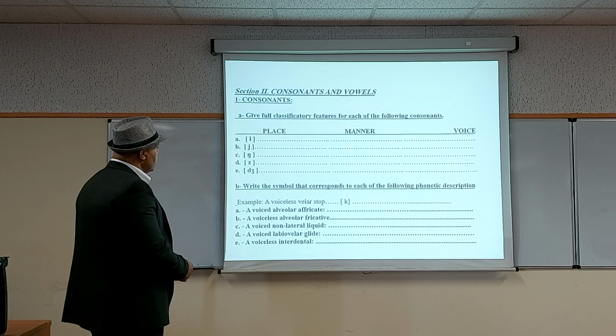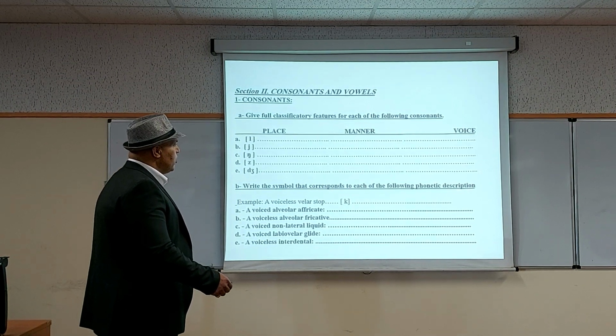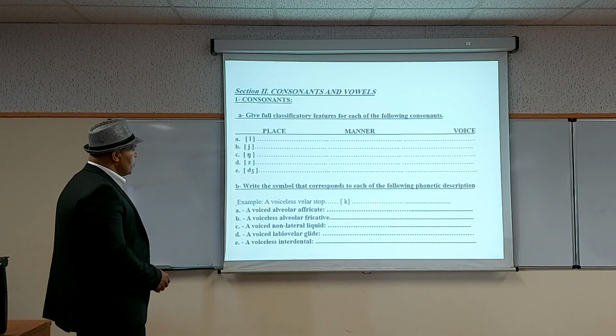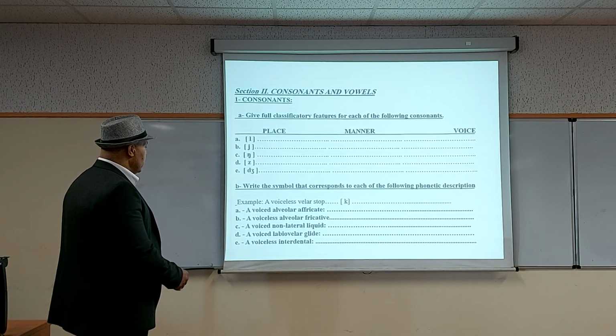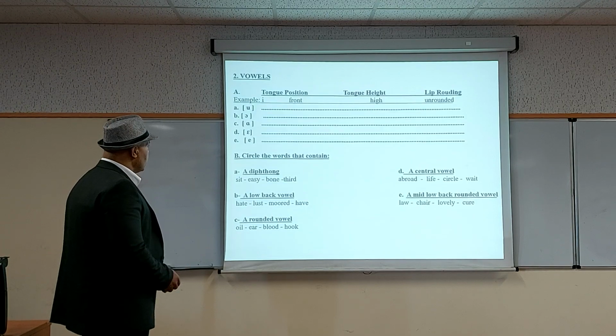Then we have the second exercise. Write the symbols that correspond to each of the following phonetic descriptions. For example, we have voiceless with a stop, it is k. So we do the same thing for the others.